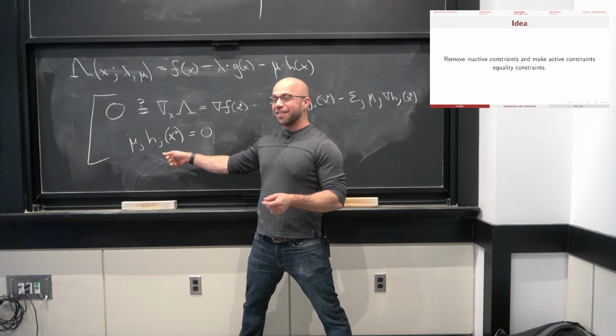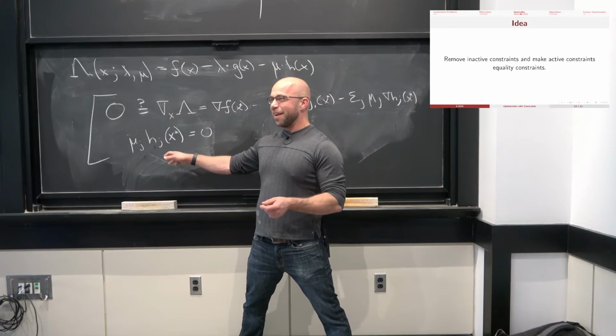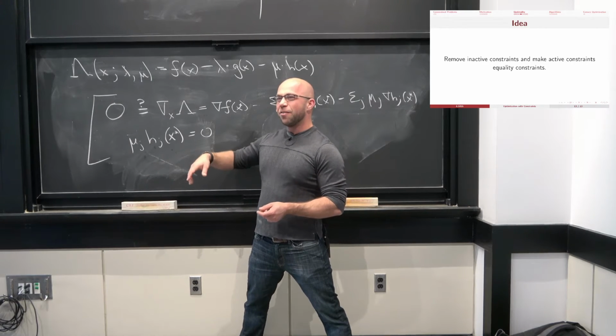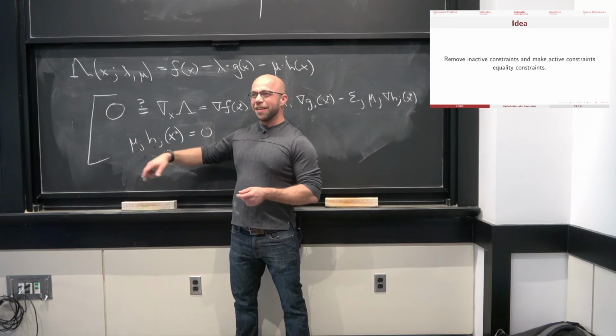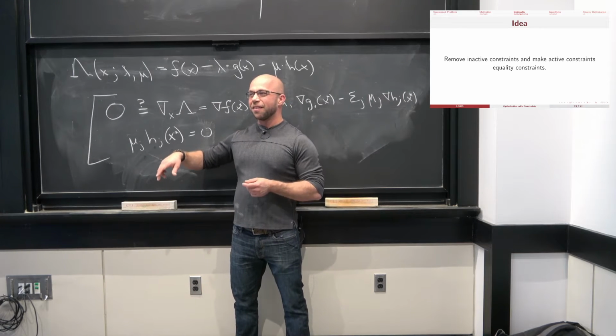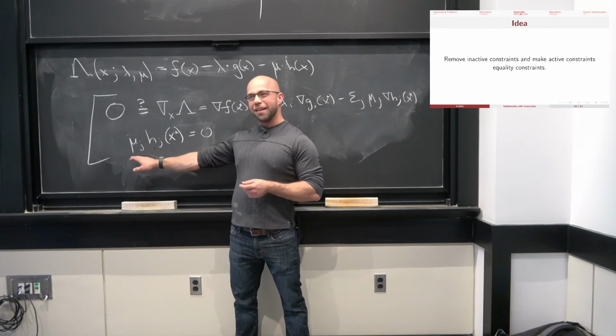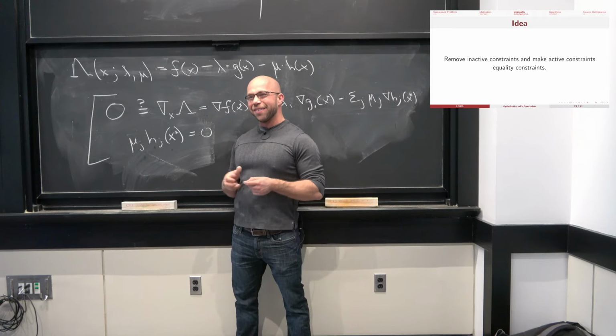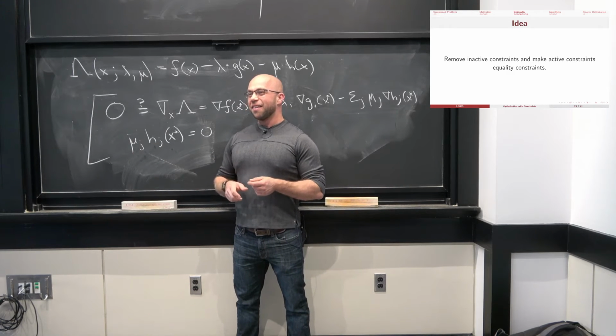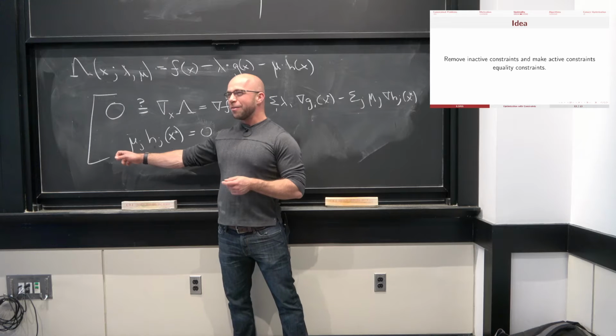What's the definition of inactive? Positive, right? In other words, that constraint doesn't matter. What do we know about mu when the constraint is inactive? Well, these two things multiplied together give me 0. I just said h is positive. So mu is 0. So one of two things is true.